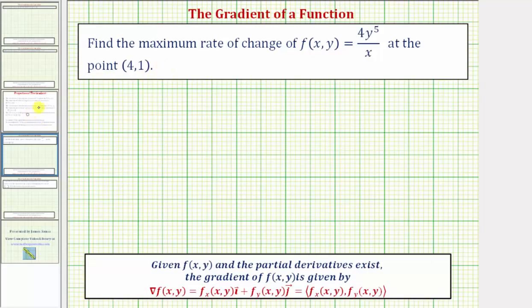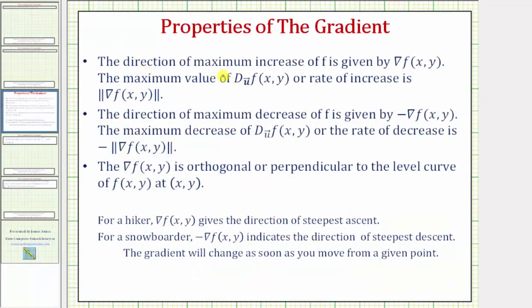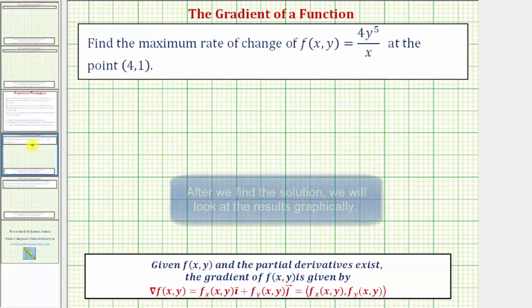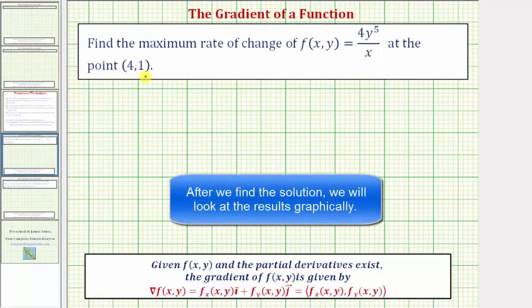So again, for a quick review, the direction of maximum increase of f is given by the gradient of f at the point x comma y, while the maximum value of the directional derivative of f at the point x comma y, or the maximum rate of increase, is equal to the magnitude of the gradient of f at the point x comma y. So we'll have two steps here. We'll first find the gradient at the point 4 comma 1, and then find the magnitude of that two-dimensional vector.